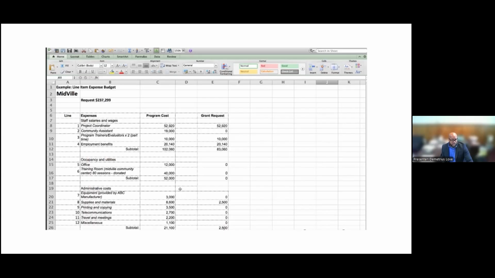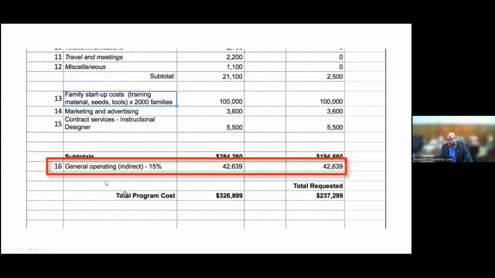Great question. That's exactly what we're getting to. That question is, what's the difference between indirect versus direct costs? Your expenses for your program are your direct costs. Your administrative costs are your indirect costs. All right. So you will actually have that, and that was the next slide. You will have that in your general operating indirect cost at 15%.